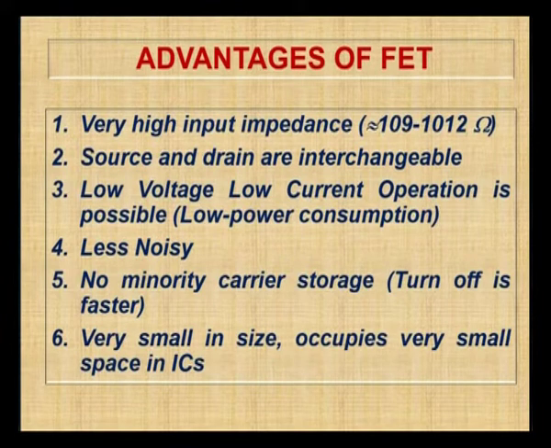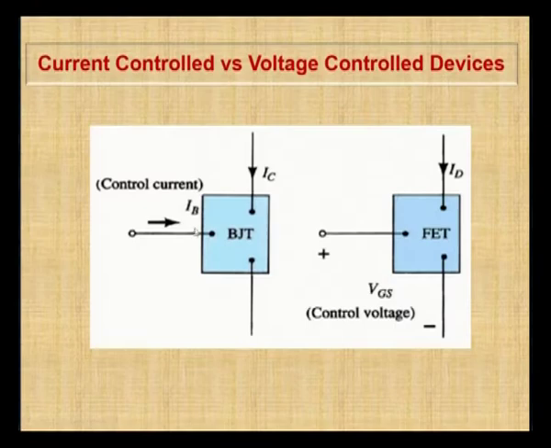No minority carrier storage, so turn off is faster. Since there are no minority carriers, we can easily turn off this device. It is also very small in size and occupies very small space in ICs. This is one of the advantages. Next we move on to the comparison of BJT and FET.